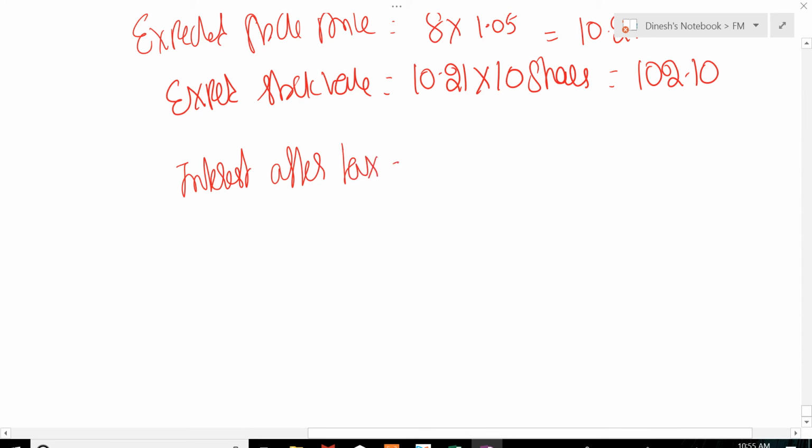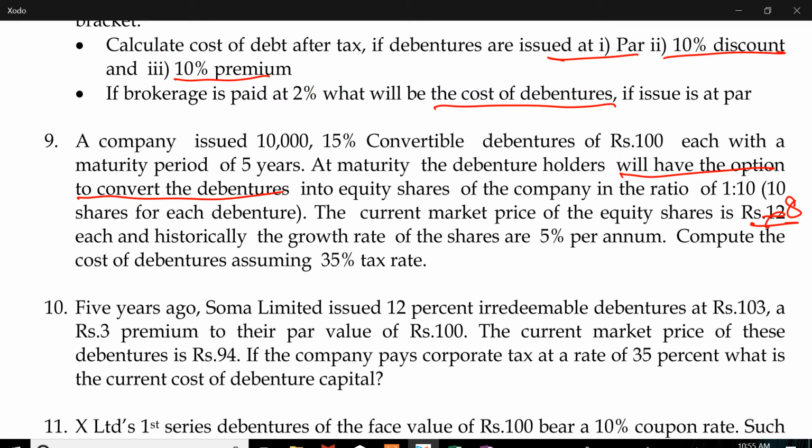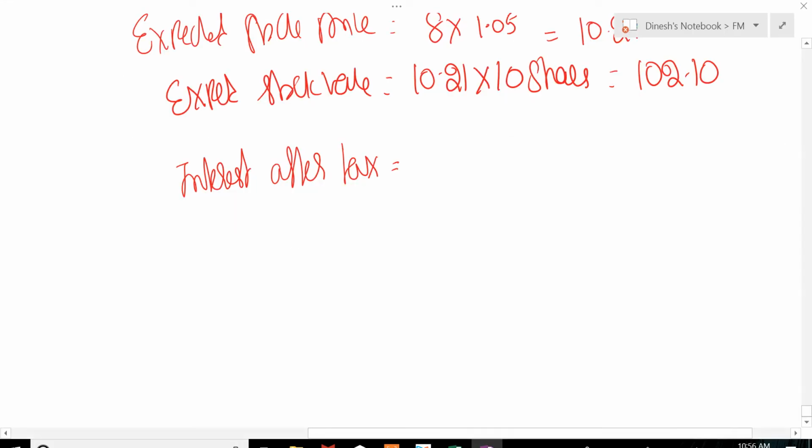Interest after tax equal to what into what? 15 into tax rate given? Yeah, given. 15 into 1 minus 0.35, which is 9.75.